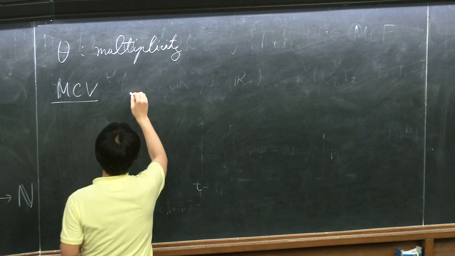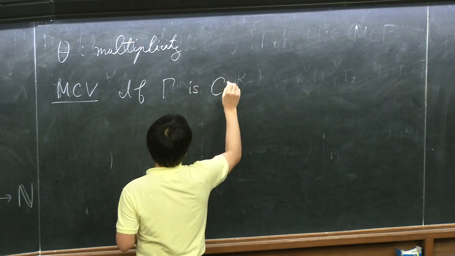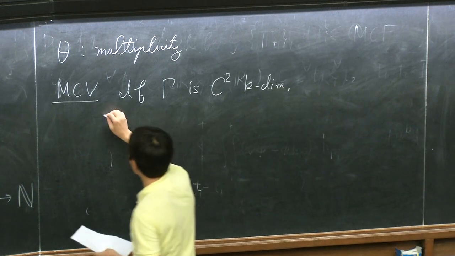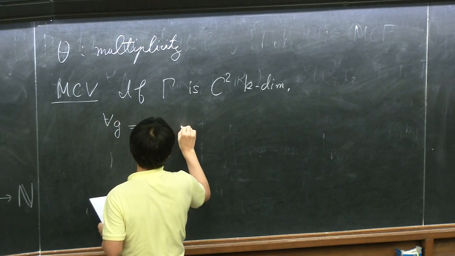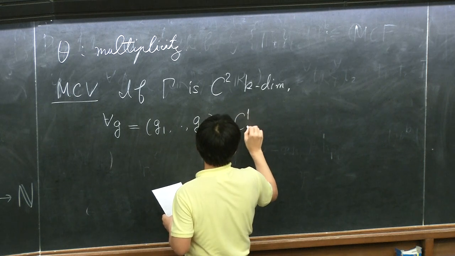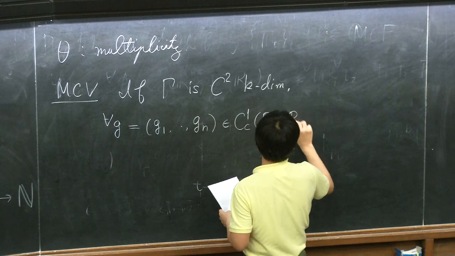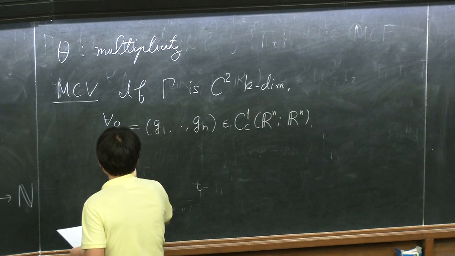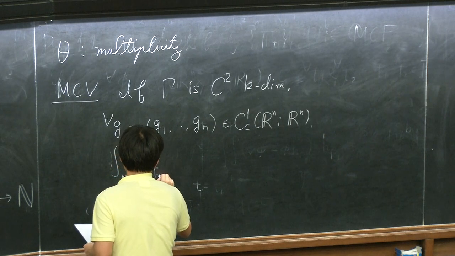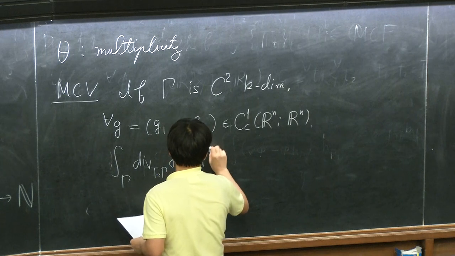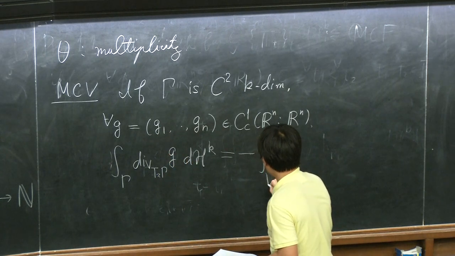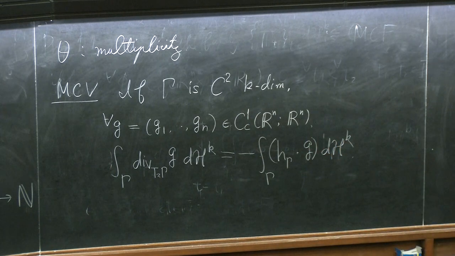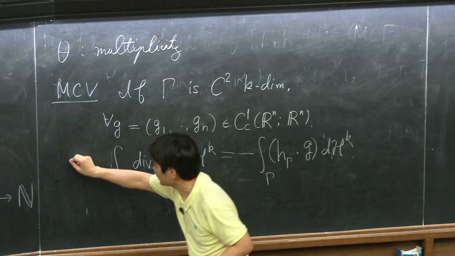Okay, so now first, if this gamma is a C2 k-dimensional surface, then we know the following formula. This is the first variation formula. If you're given a C1 vector field g on Rn, okay, so given a vector field, the divergence of this vector field integrated over the surface is equal to minus the mean curvature of this surface, dot g. Okay, this holds in general for a C2 surface. Okay, this is number 5.